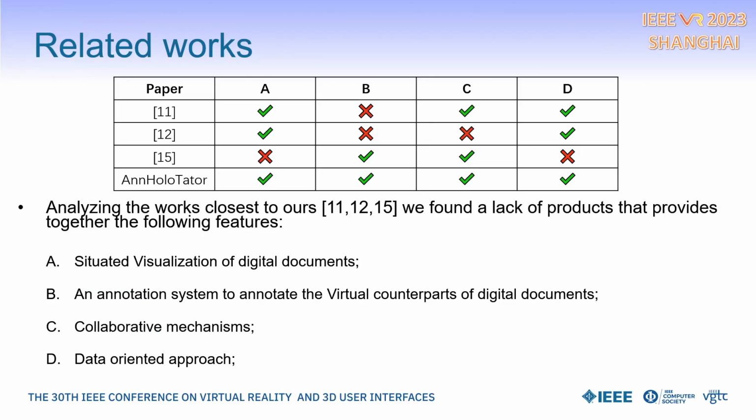Analyzing the works closest to ours, we found a lack of products that provide together the following features: situated visualization of digital documents, an annotation system to annotate the virtual counterparts of digital documents, collaborative mechanisms, and a data-oriented approach. We provided a system that could put holistically all of these features.